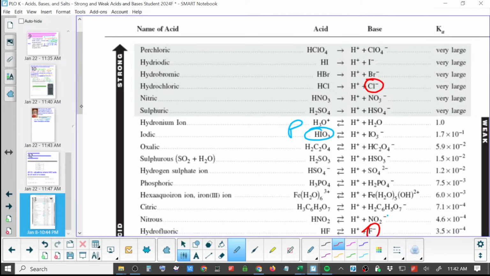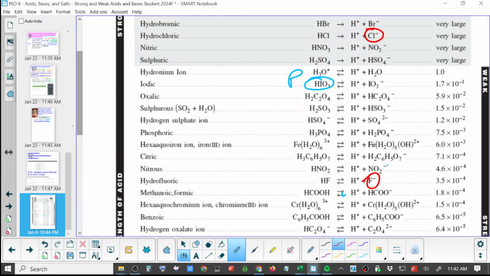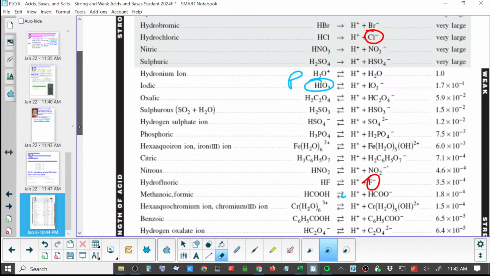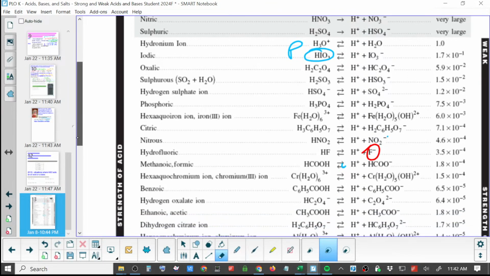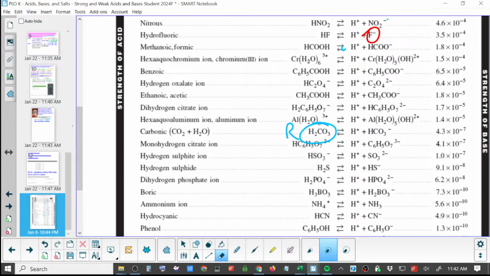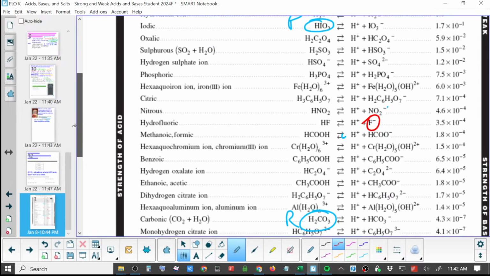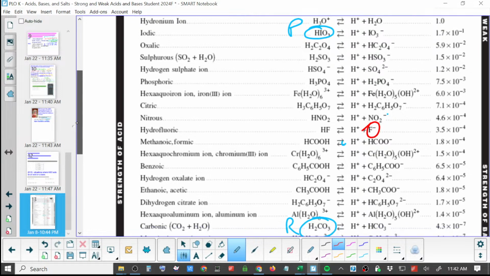Oh, Cl is the strongest. The next one? H2PO4. Wasn't it HPO4? Yeah, it was HPO4. Where's HPO4? Is it further down? Yeah, HPO4 comes out here. And what was the next one? HCO3. I think that's a little higher. It's near the bottom.